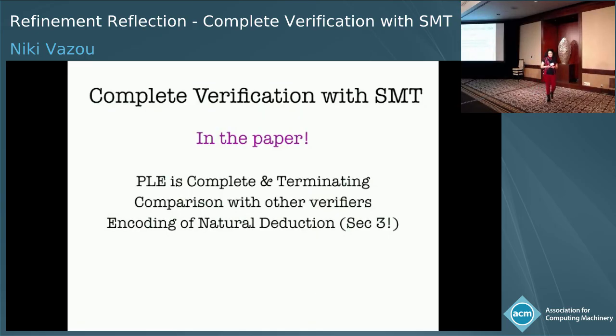So in the paper, you can see a lot of details that I'm not talking about, like the proof that PLE is complete and terminating. There is a comparison with other theorem provers, and also section 3, which I think is a very smooth section to read. You can see how you can encode natural induction into refinement types via basically the Curry-Howard correspondence.